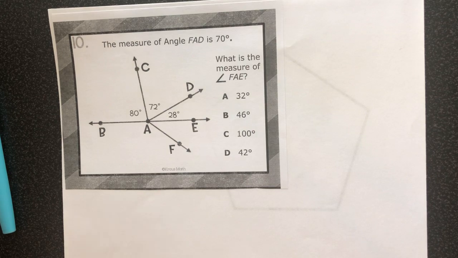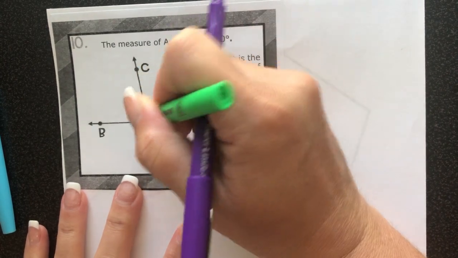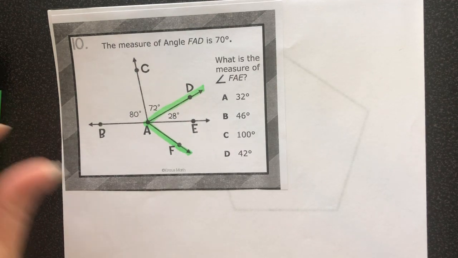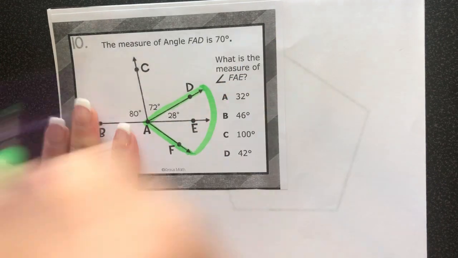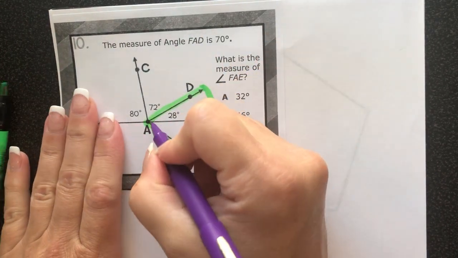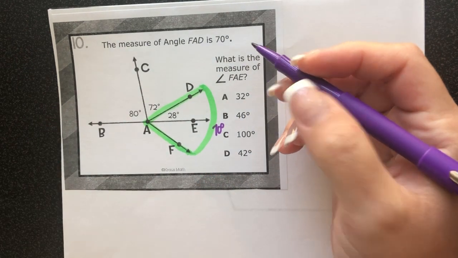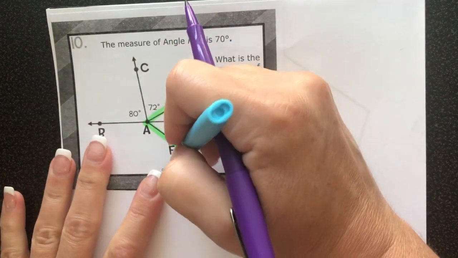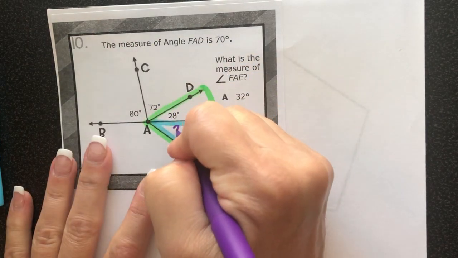We've got a bunch of angles again. The measure of angle FAD. I'm going to highlight that. Highlighting really helps you to visualize it. FAD is 70 degrees, so the measure between those two rays is 70 degrees. I'm going to put the 70 out here. It's kind of cramped over here. They want me to find the measure of angle FAE. They want this angle right here. That's the one I'm missing.